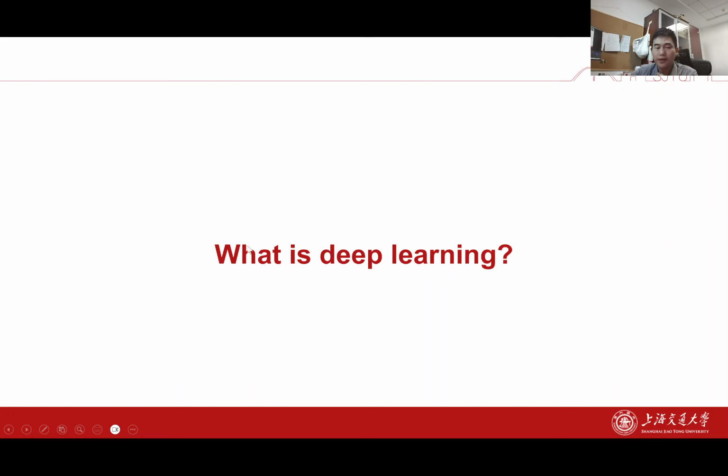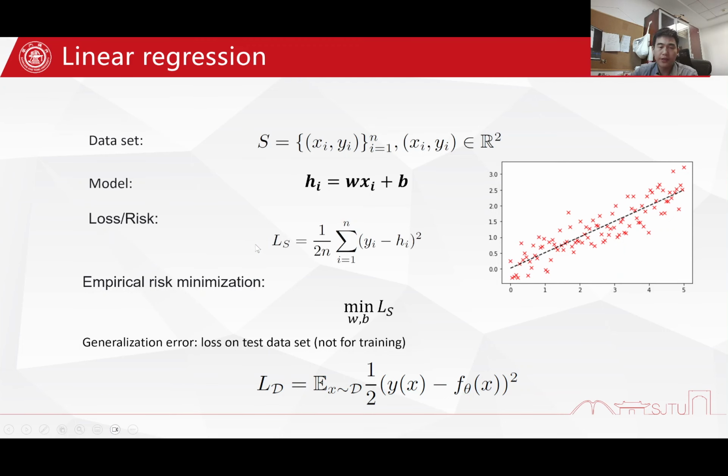So what is deep learning? This is a very simple framework for linear regression. We have a set of data, x_i and y_i, and we use a very simple model to fit these data points. Definitely, this line cannot fit all the data perfectly. So we need a measure of how well this model fits these data points, and we tune the parameters W and B to make this model best fit these data points.